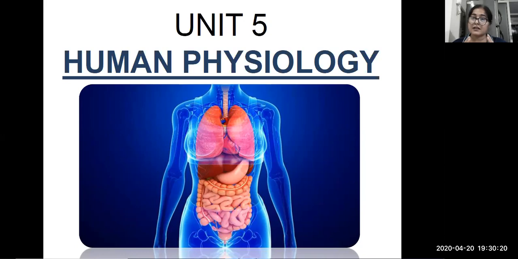I am going to start with this unit for one reason: it carries the maximum weightage, the highest weightage of any unit. And at the same time I am connecting this unit with your 10th class knowledge. In 10th class you studied life processes, and control and coordination. These two chapters are directly linked to this unit. So for the first class I am going to start with unit 5 first. And this unit is human physiology.